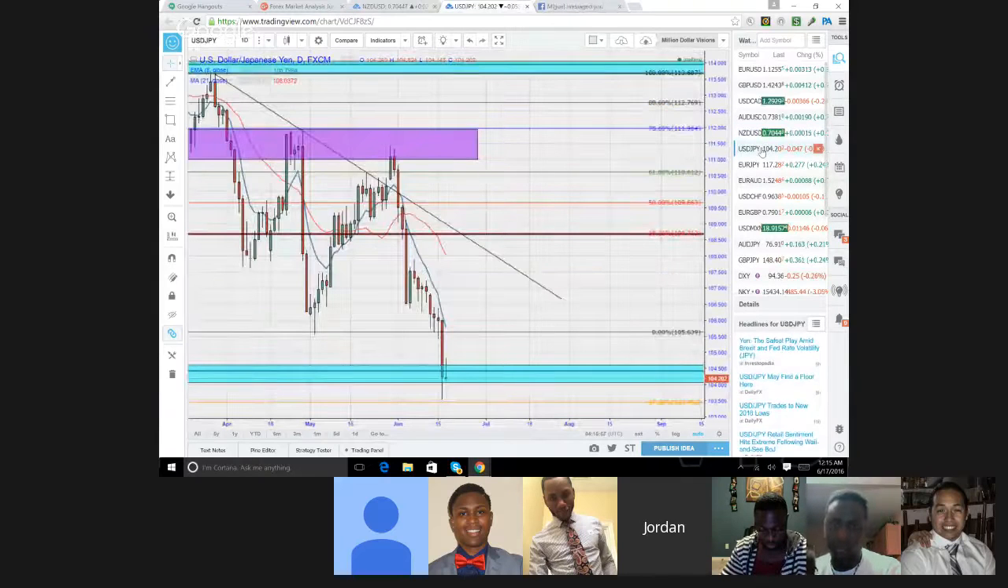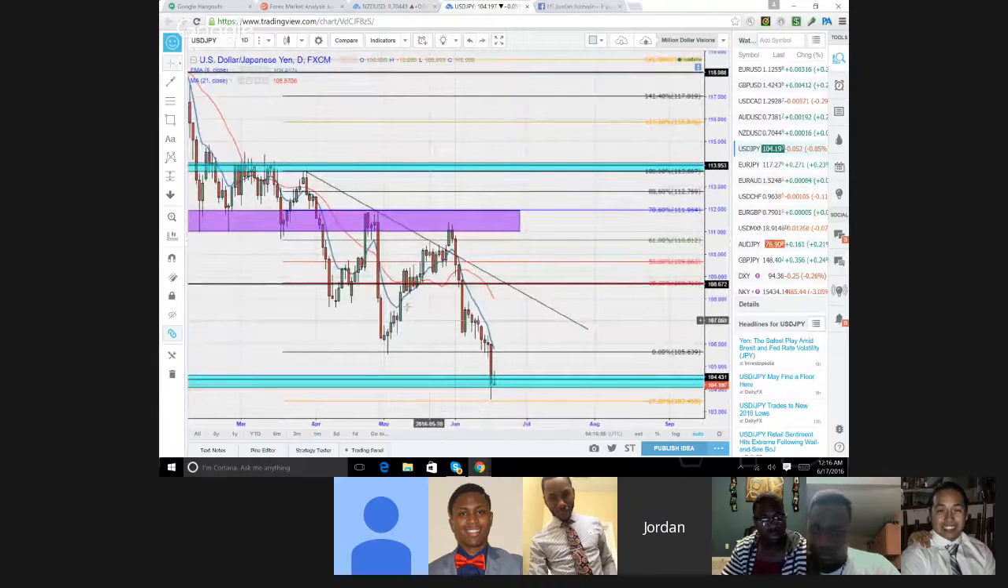Next pair we're going to look at is dollar yen. Dollar yen has been quite beautiful. You can see targets were reached as it barely touched this 1272 extension, one of the targets that I was extending. As you can see, price has been on an evident downtrend.